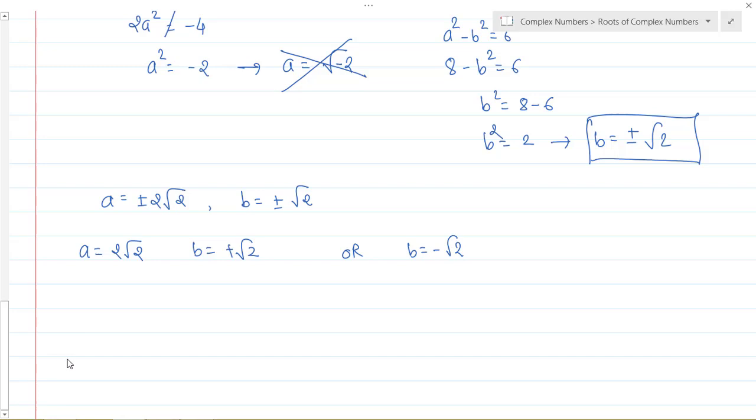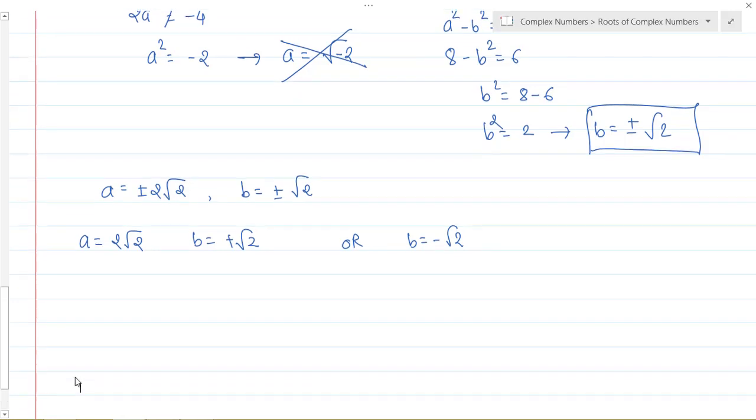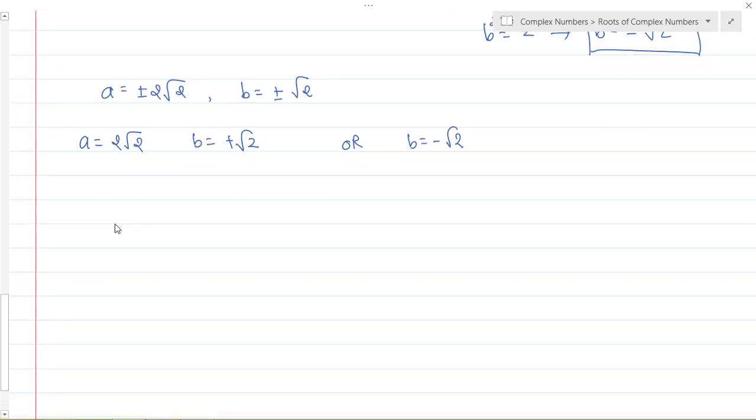The next step, in the next case, if a is equal to minus 2 root 2, again for that you will have two values of b. Okay, so if I take a equal to minus 2 root 2, b will again have two values, which is plus root 2 or minus root 2. Okay, now let's substitute and check what we will get.